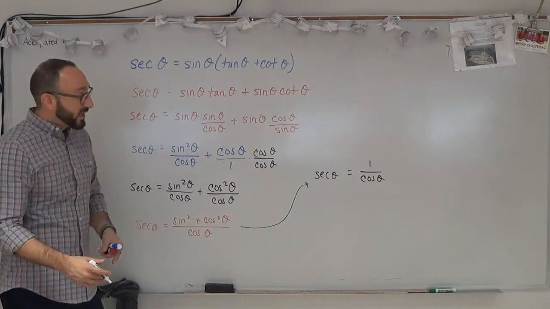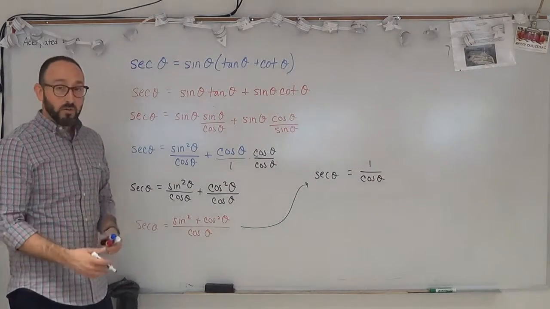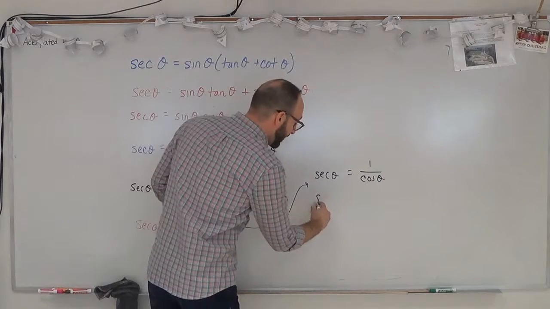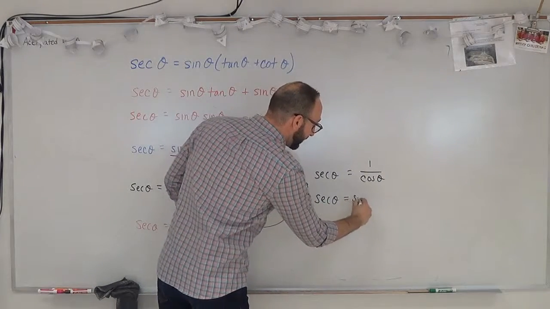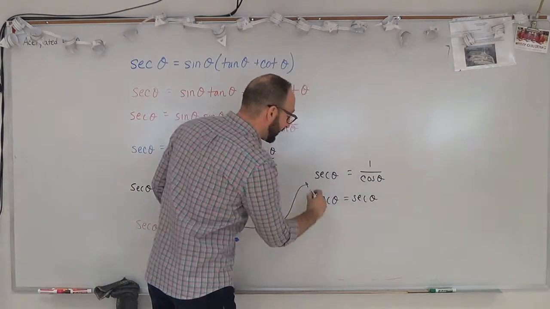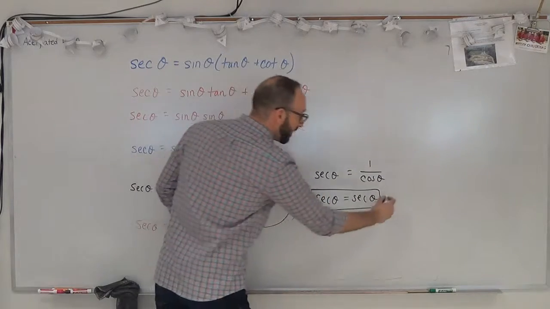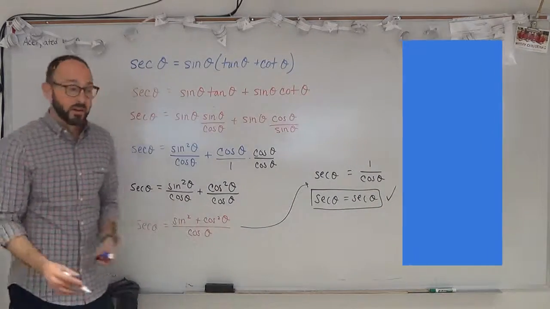And as we mentioned at the beginning, secant theta is 1 over cosine theta, so we'll make that replacement. Secant theta equals secant theta. We have successfully verified another identity.